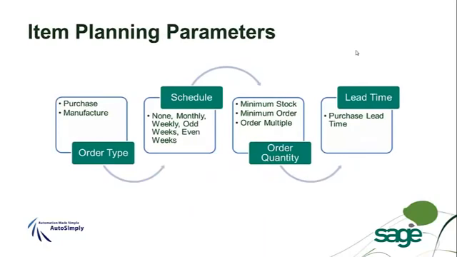In the planning module, we can define item planning parameters in terms of order type, schedule, order quantity, and lead time. In terms of order type, we can determine if an item is to be purchased by default or manufactured by default. In terms of schedule, we can define weekly, monthly, odd or even weeks. In terms of order quantity, we can define minimum stocks, minimum orders, as well as an order multiple. In terms of lead time, we can then have purchase lead time and manufacturing lead time for manufactured items.